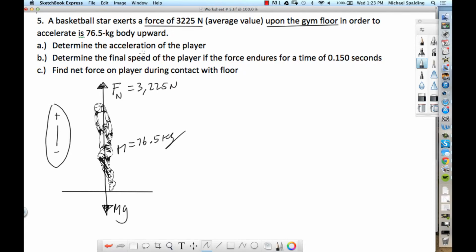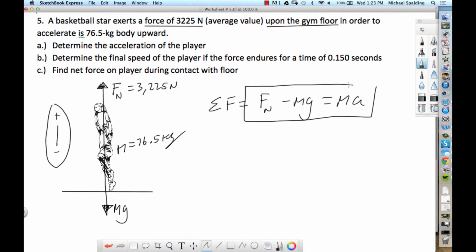So what do they want us to find? His acceleration. So you sum the forces. Which way is this guy going to accelerate if he's jumping upward? He'll accelerate upward. So we go normal force minus mg equals ma, and we're solving for a.